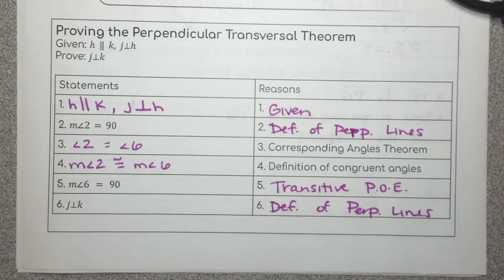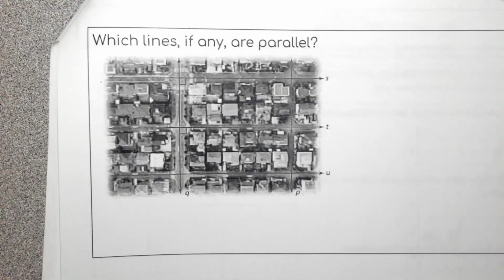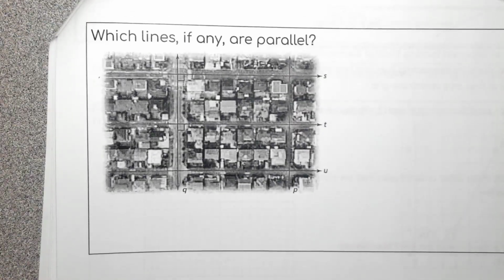We've got one last example to do together on the last page here. You're given a map. So I'm going to zoom in on mine. We've got the map of a city here, and we know that some of the lines have names. You need to figure out which, if any, are parallel and give a reason.